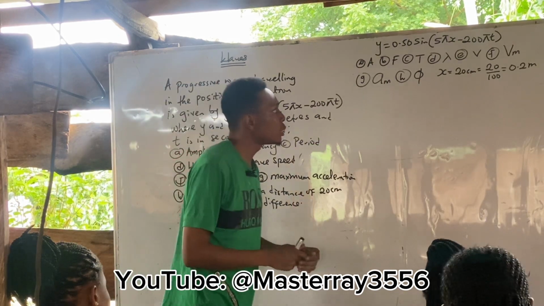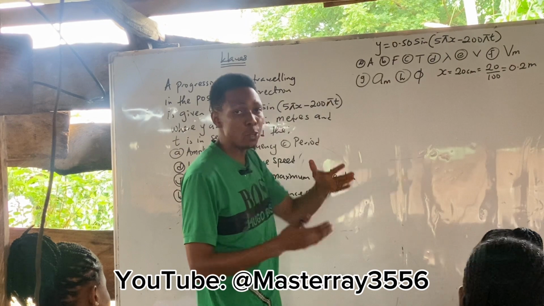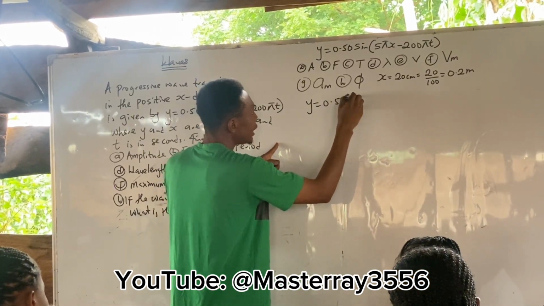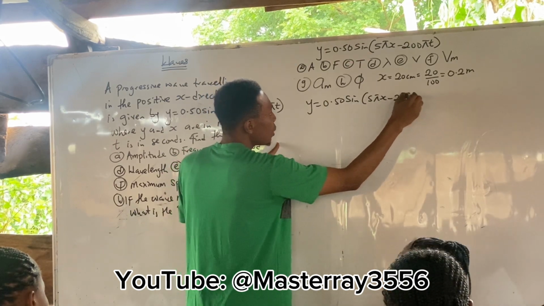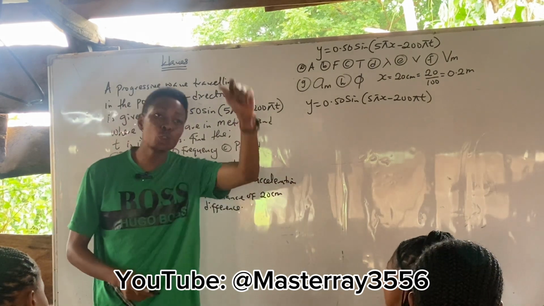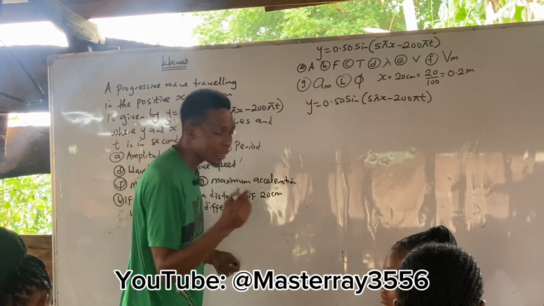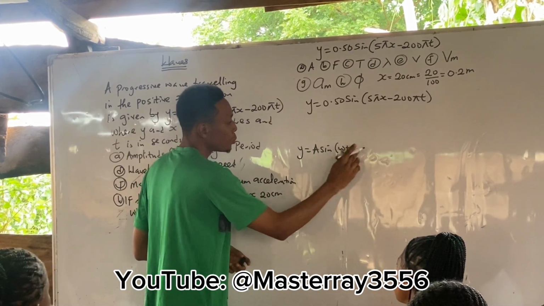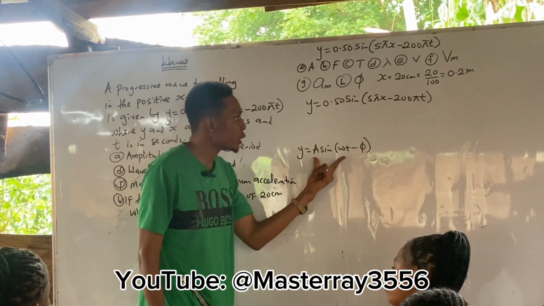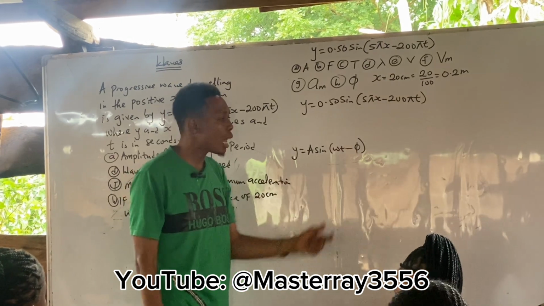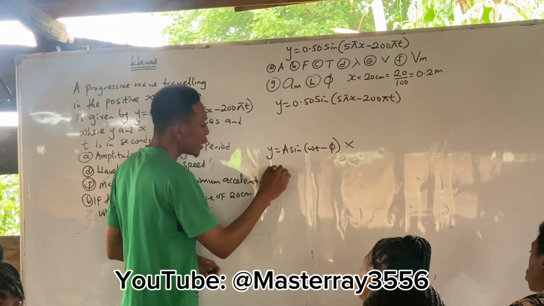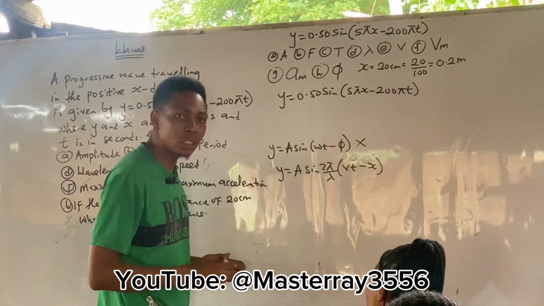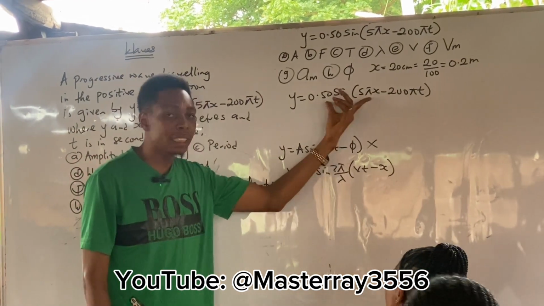Alright, please no noise. You bring out your equation given to you in the question: 0.50 sine bracket 5 pi x minus 200 pi t. Then you recall those four equations I gave you before. For the first one, I gave you y equals A sine brackets wt plus or minus phi. Is this the same thing as the given equation? No, so there's no way you can make use of it. I also gave you y equals A sine 2 pi over lambda brackets vt minus x, which is equation 4. Can I make use of this? No, it is not the same.